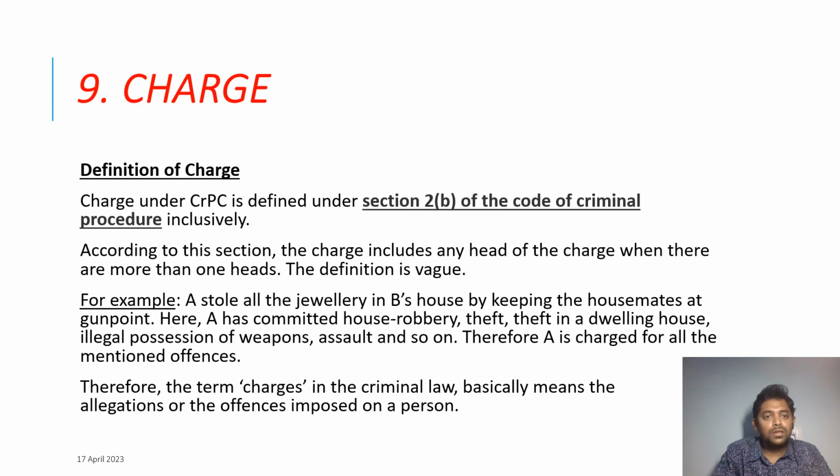Coming to charge. The charge under CrPC is defined under Section 2(b) of the Code of Criminal Procedure inclusively. According to this section, the charge includes any head of the charge when there are more than one heads. The definition is vague. For example, A stole all jewelry in B's house by keeping the housemates at gunpoint. Here, A has committed house robbery, theft, theft in a dwelling house, illegal possession of weapons, assault, and so on. Therefore, A is charged for all the mentioned offences.